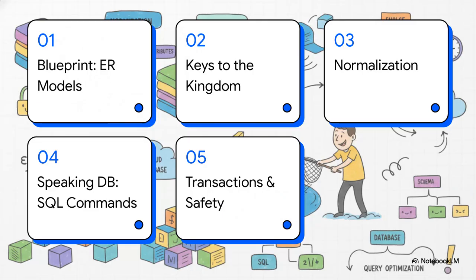Here is our survival roadmap. 1. The blueprint, ER models. 2. Keys to the kingdom. 3. Normalization, cleaning up data. 4. Speaking database, SQL commands. And 5. Playing it safe, transactions.